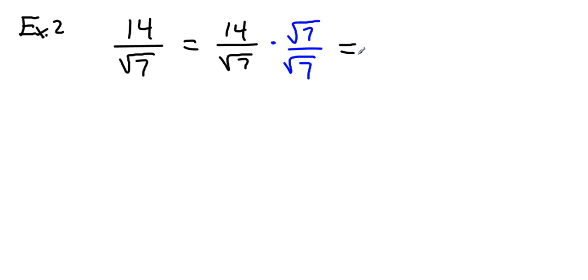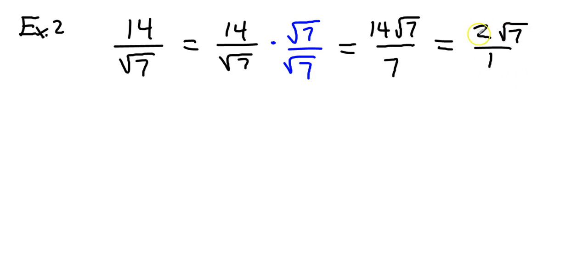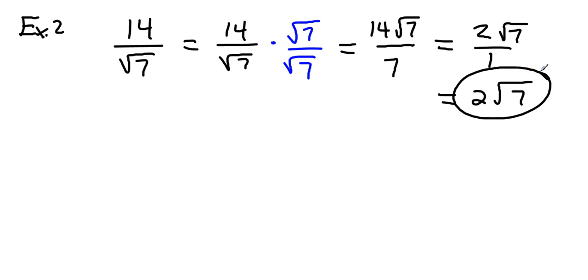Okay, and the bottom part is, again, if you do 7 times 7, that's going to make it 49. When you take the square root of 49, that's going to be 7. So we've got that. The top part is just 14 square root of 7. And now that you've got 14 over 7 on the outside, that part you can simplify and make it 2 over 1 with the square root of 7. But if it's over 1, you don't really need the 1. You just make it 2 square root of 7.